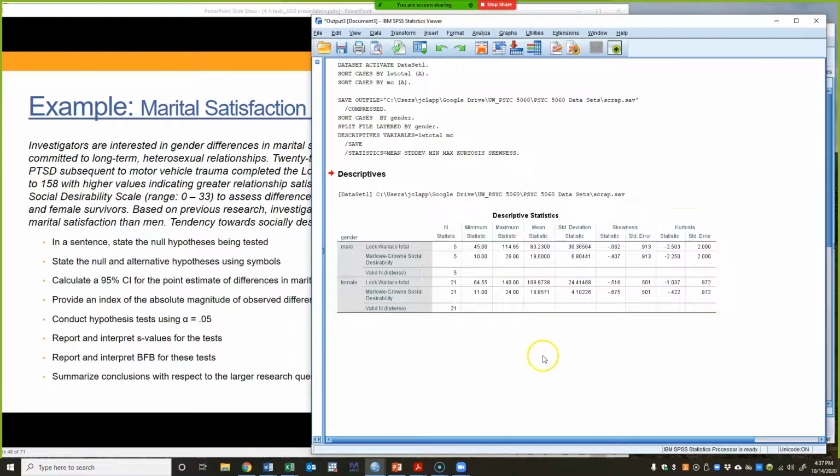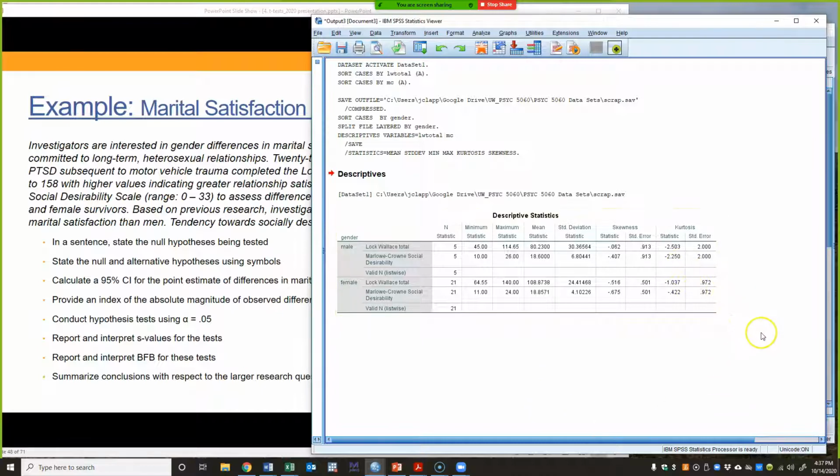Erica, are my scores looking okay for men and women? Are they at least within range? Yeah, they're within range. And my Marlowe-Crowne ranges from 0 to 33. Any problems with my social desirability scores in either group? No, looking okay. All right. I always want to make sure that my scores are within bounds so I can talk about that.